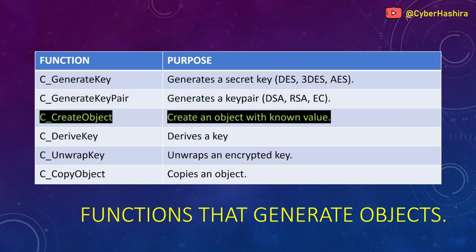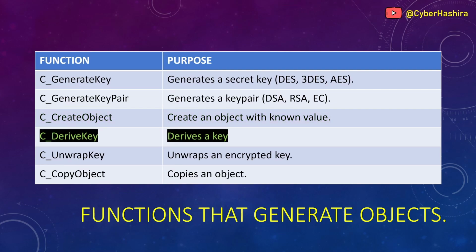C_CreateObject is used for creating objects with known values. The objects created using C_CreateObject can be customized. C_DeriveKey function is used for key derivation, which involves deriving a key from a base key. I will discuss this function further in a separate video.